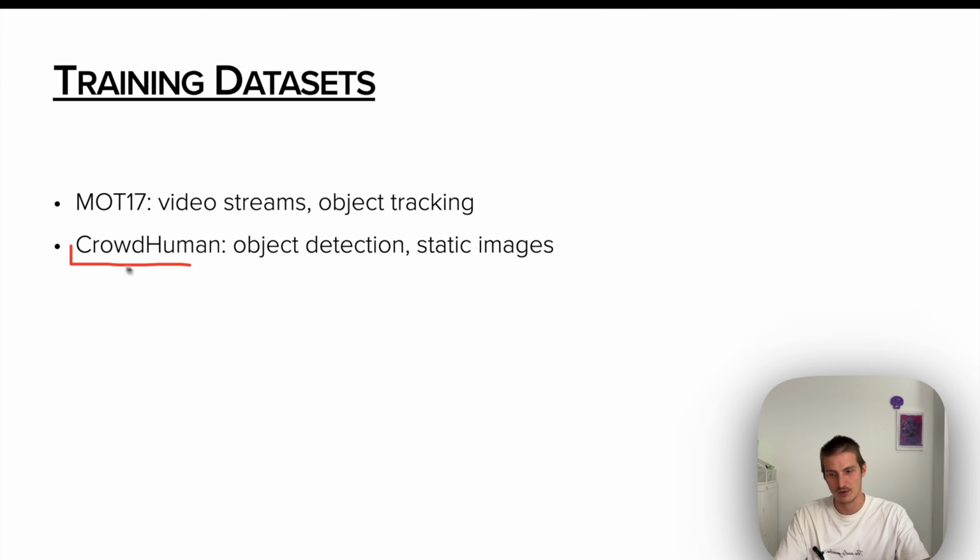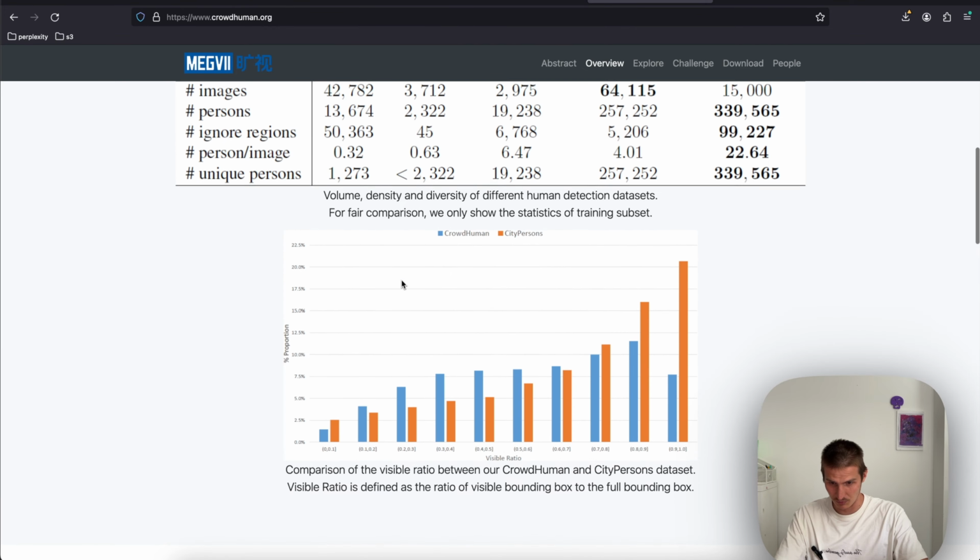The second sort of training data that we can use is just object detection datasets like CrowdHuman. So this is how CrowdHuman looks.